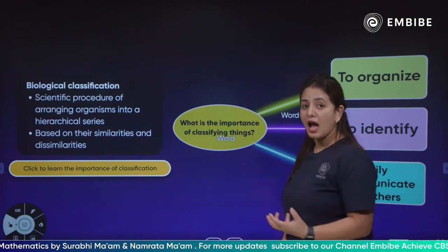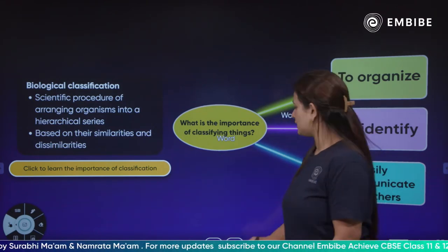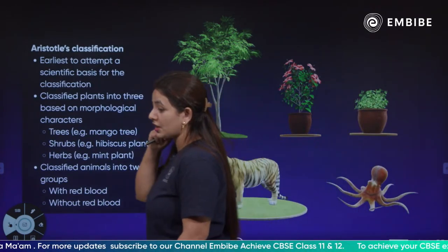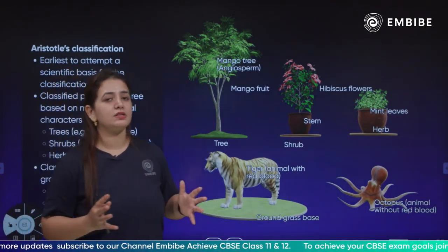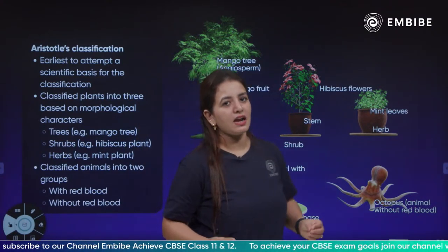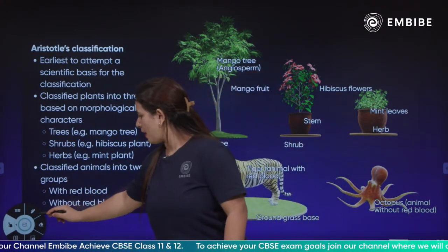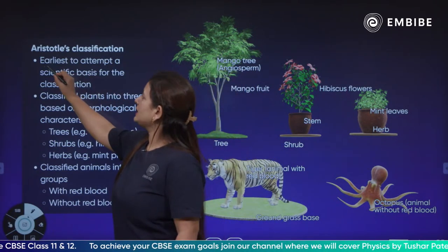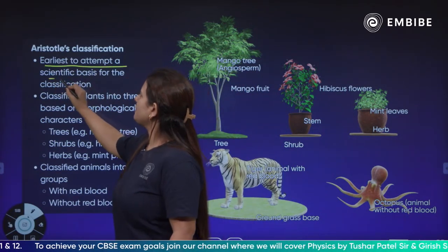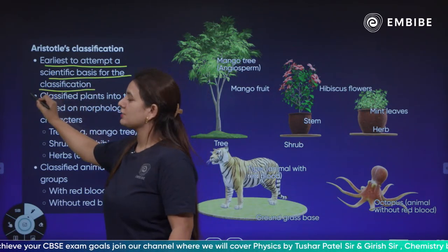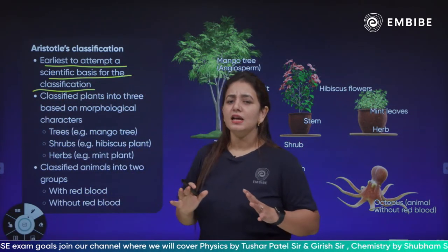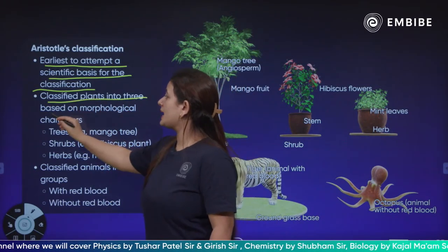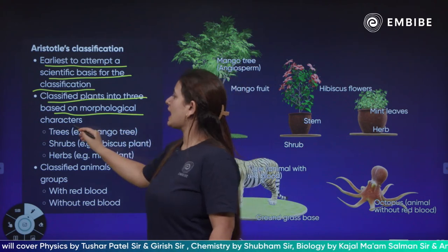Okay, let's see what we have exactly when we talk about classification. So children, the very first classification which came into existence was the Aristotle classification. It was the earliest attempt at a scientific basis for classification. He classified plants into three groups based on their morphological characteristics.